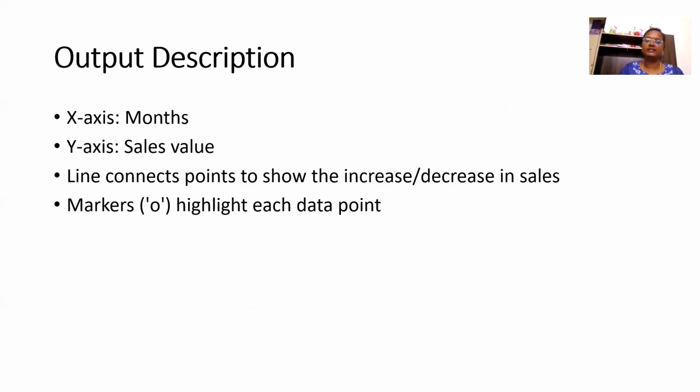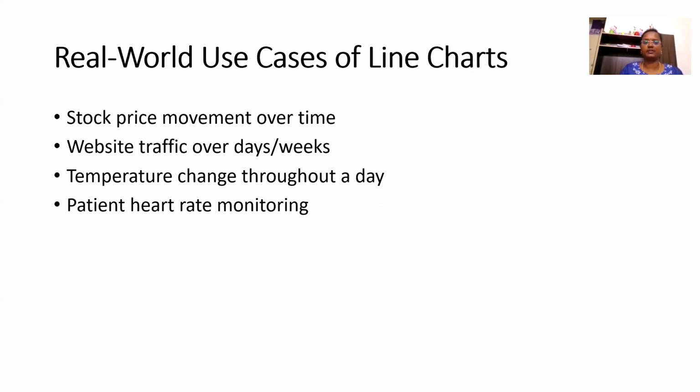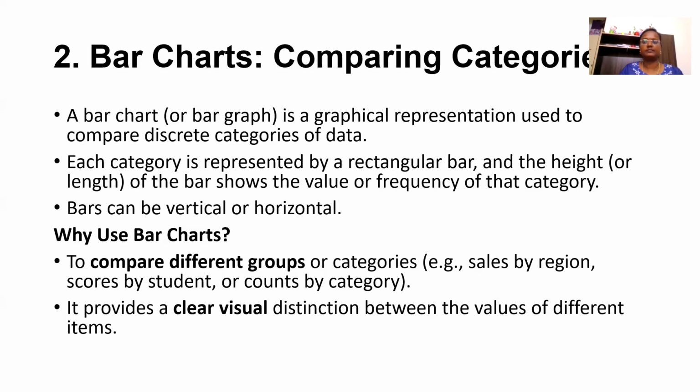In the output from that code, the input we have given is x-axis month, y-axis sale value. The line connects points to show the increase or decrease in sales. The O markers highlight each data point. Real-world use cases of line charts are stock price movement over time, website traffic over days and weeks, temperature change throughout a day, and patient heart rate monitoring. These types of applications can use the line chart for data analysis.